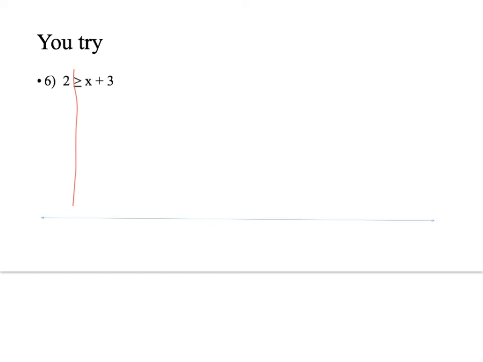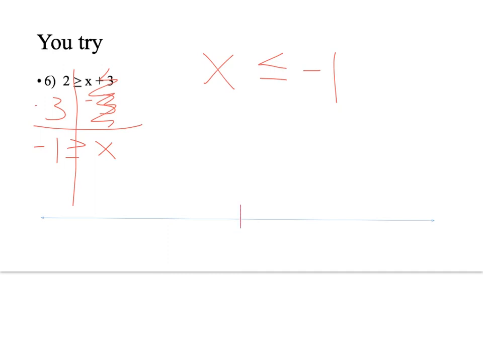Okay, just like the last problem, even though the x is on the right, you'll solve this just like an equation. X plus 3, the opposite of plus 3 is minus 3. So you'll have negative 1 is greater than or equal to x. But if I want to graph this, I would recommend that you flip the order. Put the variable first and the negative 1 second. If you flip the order, then you have to flip the inequality symbol as well. So x is less than or equal to negative 1.